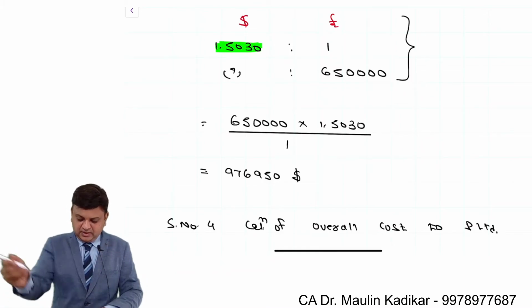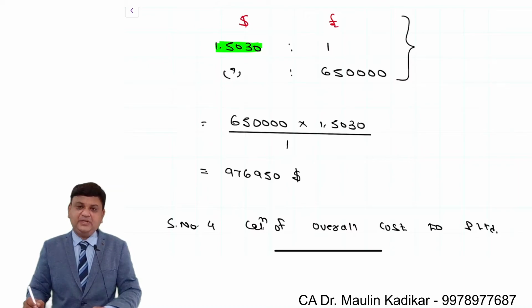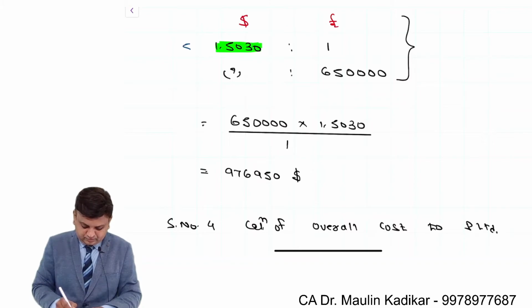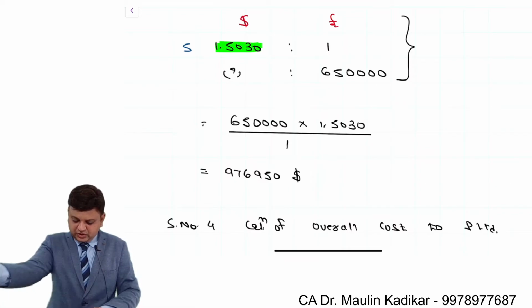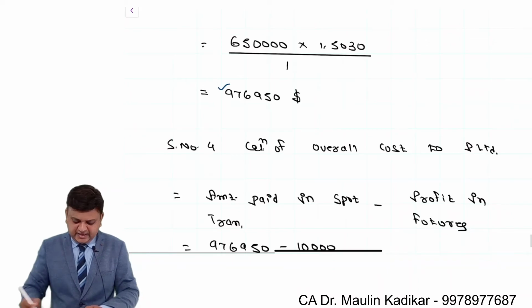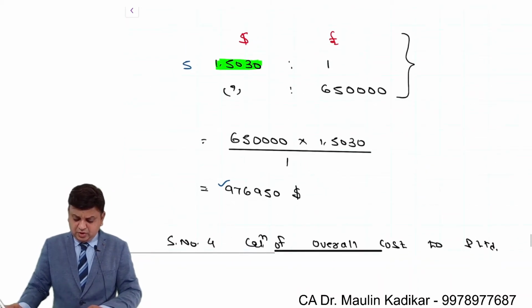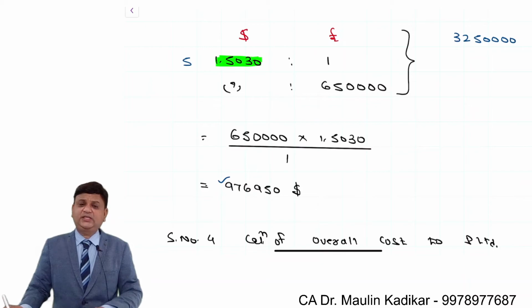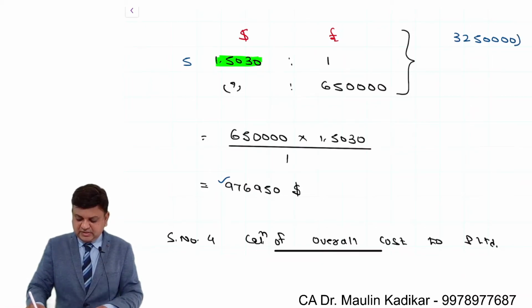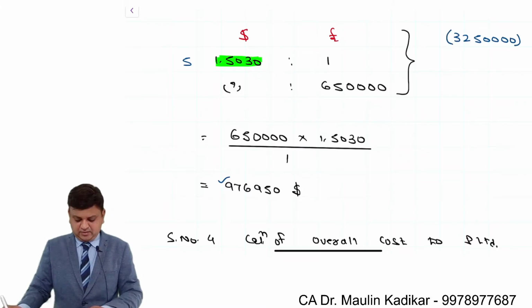Suppose, for example, the pound currency substantially appreciates and 1 pound is equal to $5. Use a calculator along with me. 6,50,000 into 5. So we can say that instead of 9,76,950, you are required to make payment of 32,50,000 United States dollar for purchasing 6,50,000 pound. I agree with that. This is the amount to be paid, so I am showing it in the bracket.